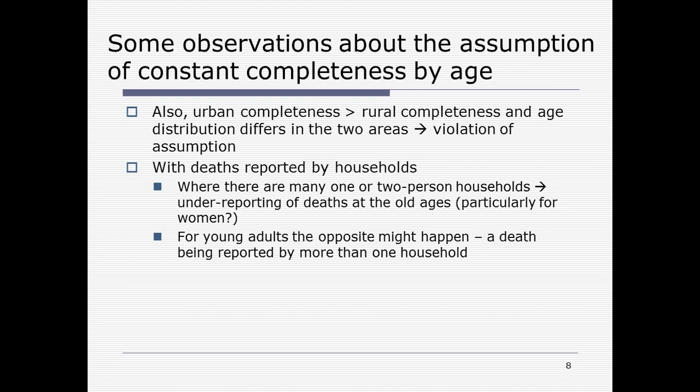There's also a difference in completeness, and this will apply to many countries, a difference in completeness between urban areas and rural areas. And if you have a difference in the age distribution, as one often has between urban and rural areas, then it's impossible to have uniform completeness by age for the country as a whole. And in South Africa, that's particularly so when you look at the population group, because there's some that are highly urbanized and others that aren't.